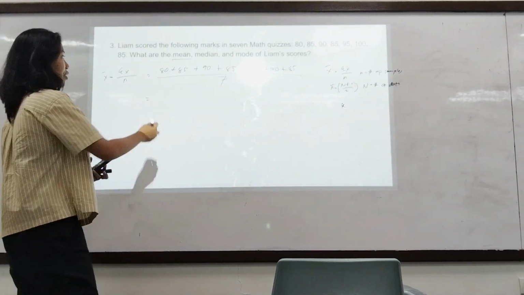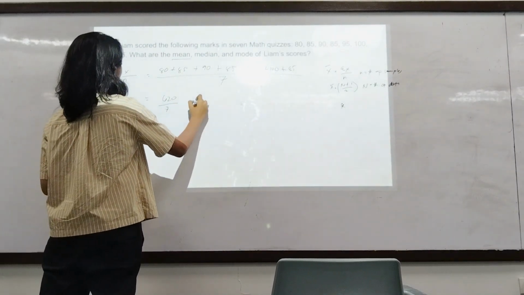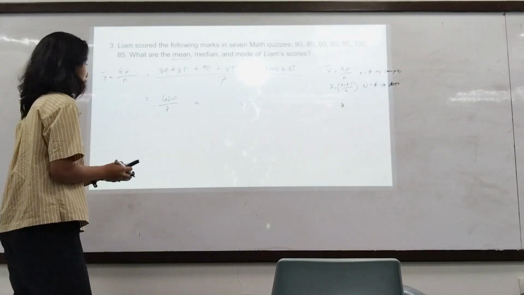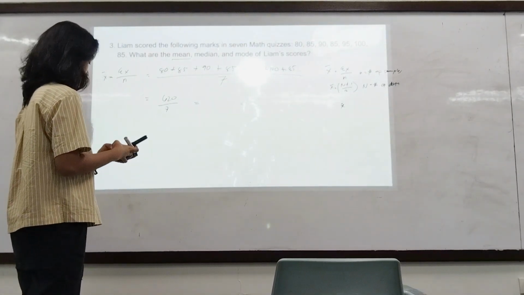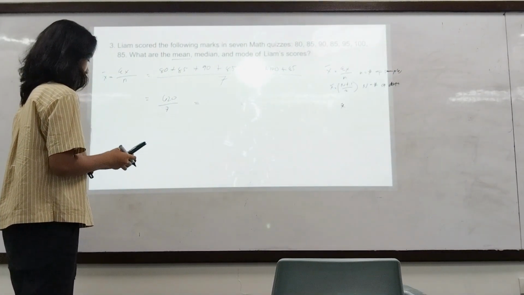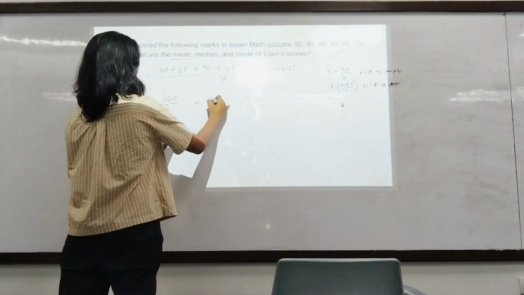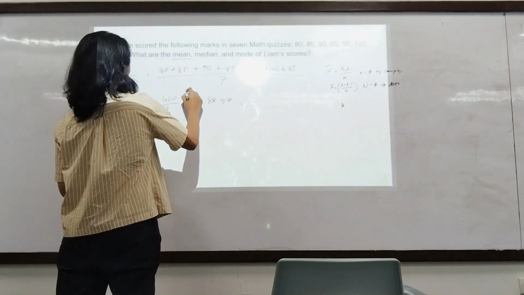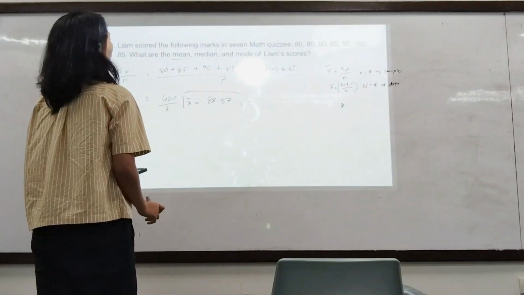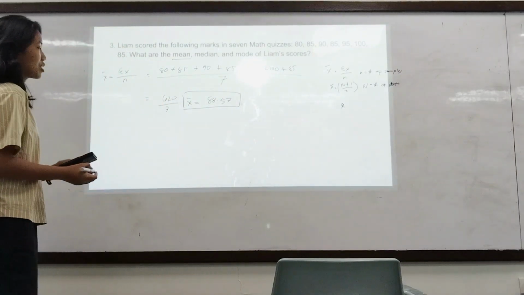So the total for this is 620 over 7. Now we're gonna solve it to find the quotient. The quotient for this is 88.57. So that's our mean. Yeah, that's our mean for Liam's score.